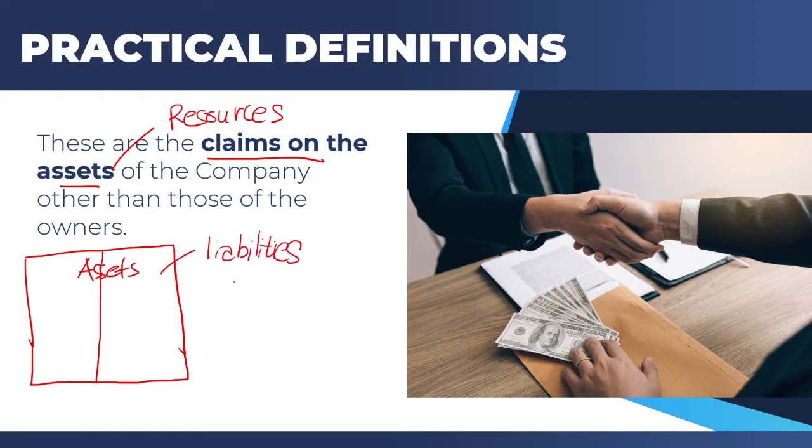Meaning that we need to spend this much of assets in order to pay our liabilities if we prepare a financial statement right now. The second half of the illustration are the equity. Meaning these are the remaining assets after we pay all of our liabilities. So this is what we mean by saying that the liabilities are claims on the assets.